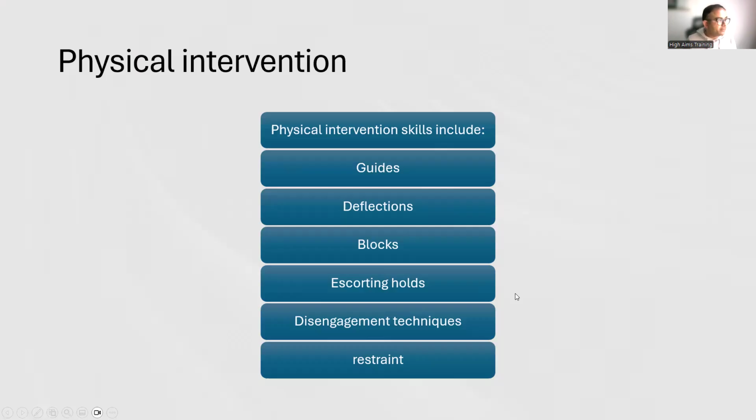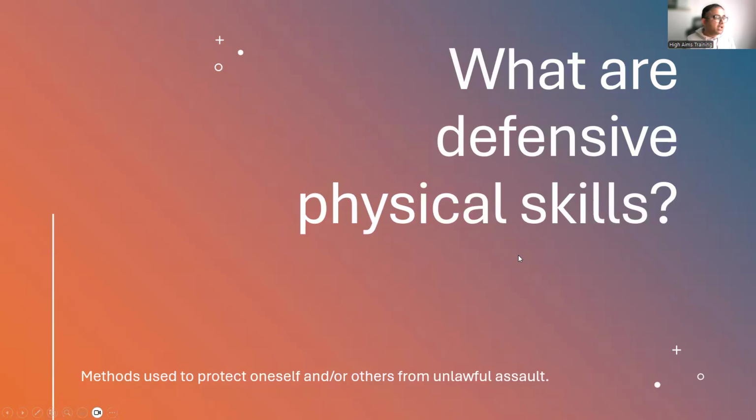We'll cover it. Now, physical intervention skills include guides, deflections, blocks, escorting holds, disengagement techniques, and restraints. Obviously, this is only the theoretical part. When you come to the class, you will be taught how to deal with it physically as well. But these are some of the things that are included in physical intervention: guides, deflections, blocks, escorting holds, disengagement techniques, and restraints.